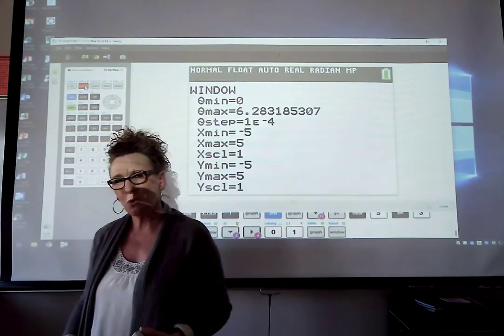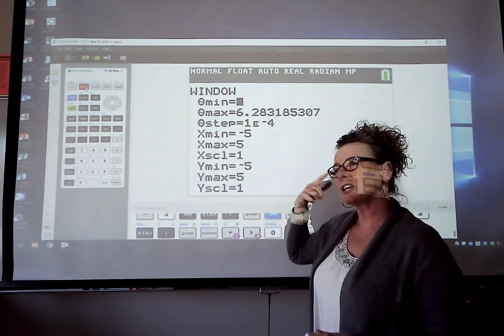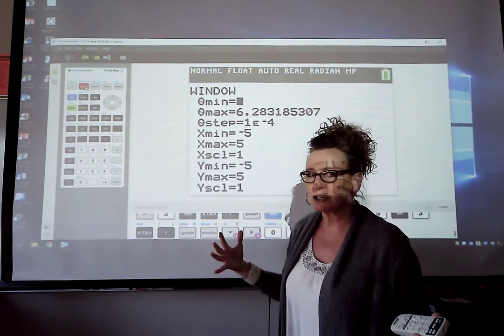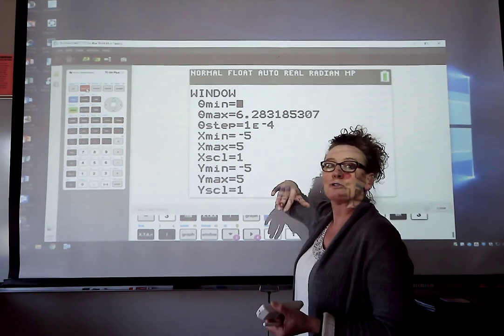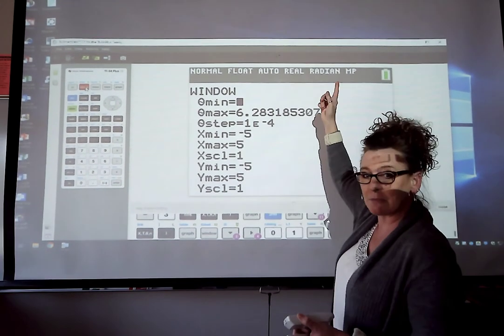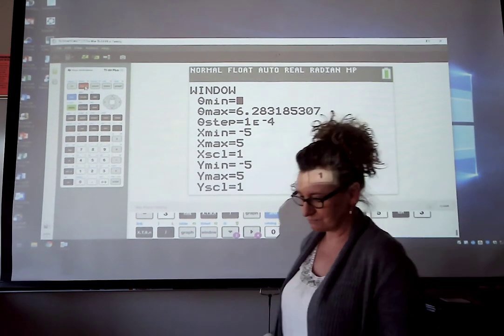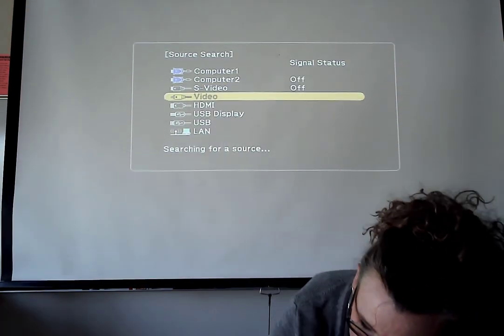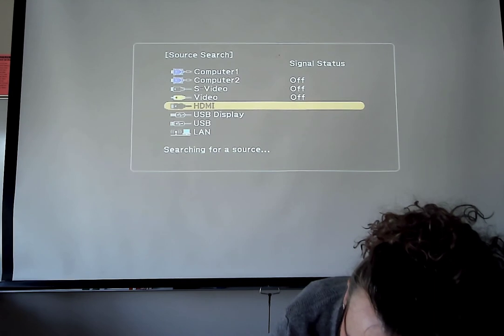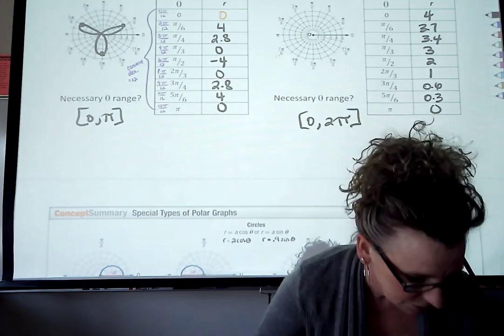So if you think, you know what? I think my calculator was still thinking and the picture had already been drawn. Change your theta max to pi and see if the picture stops drawing the same moment your calculator stops thinking. Okay, and the necessary theta range for the next one was, it took the whole time, 0 to 2 pi.